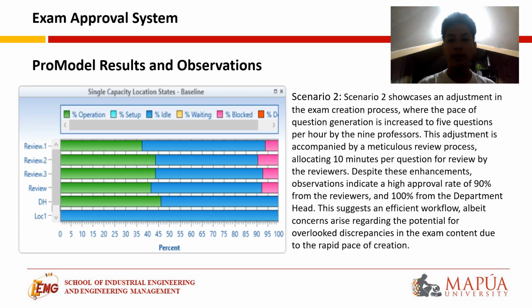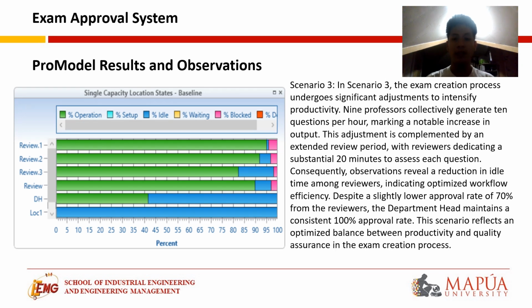Moving on to scenario 2, we note that a past survey of question creation showed 5 questions generated per hour by 9 professors. This means the review process remained thorough, with each question receiving 10 minutes of dedicated review time. Impressively, the department had maintained a 100% approval rate, while reviewers maintained a commendable 90% approval rate. Despite the high approval rates, concerns arose regarding potential discrepancies in the exam content due to the rapid pace of creation, leading to a recommendation to increase the review time per question.